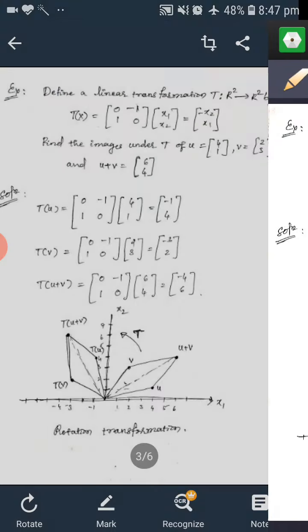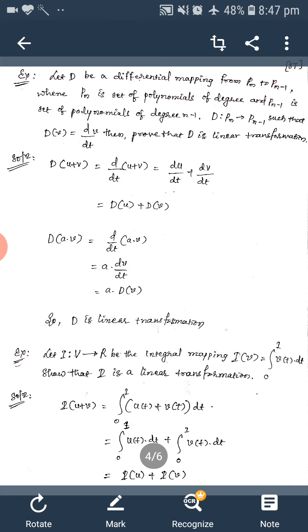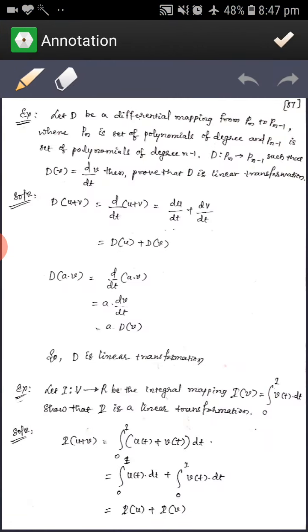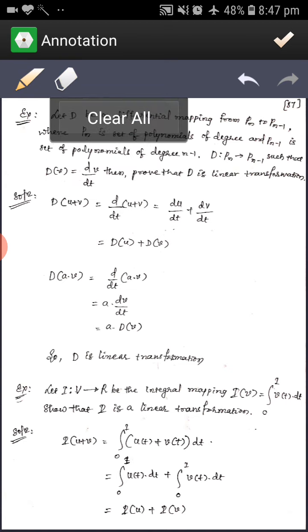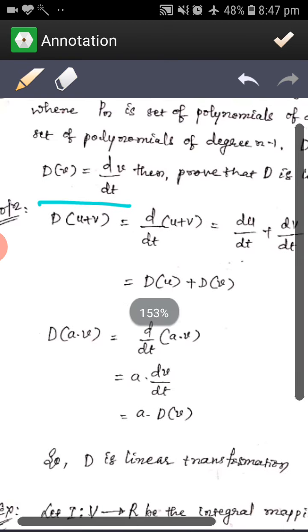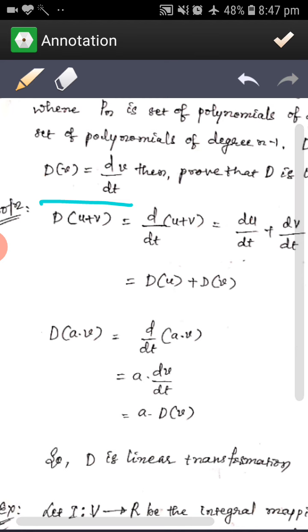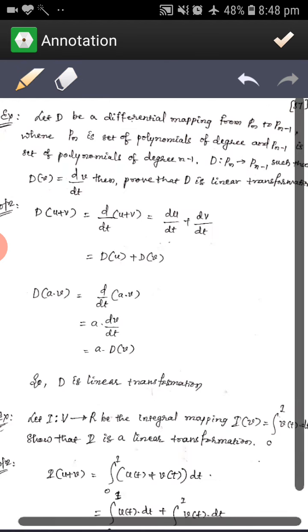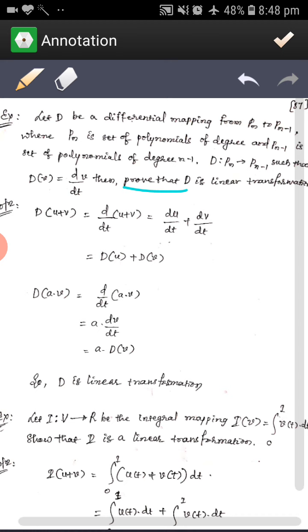The next one is a differentiation and integration problem. Let D be a differential mapping from Pn to Pn-1, where Pn is the set of polynomials of degree n and Pn-1 is the set of polynomials of degree n-1. It is basically a transformation from Pn to Pn-1 such that D of v is dv by dt. If D of v is dv by dt, then prove that D is a linear transformation.